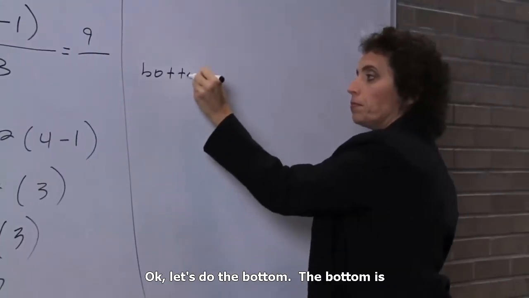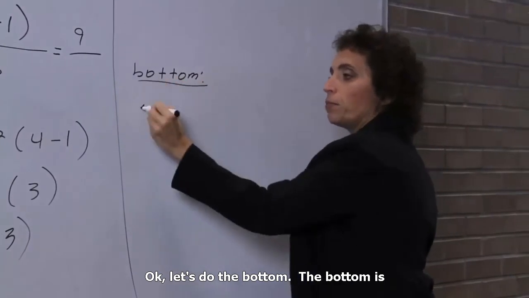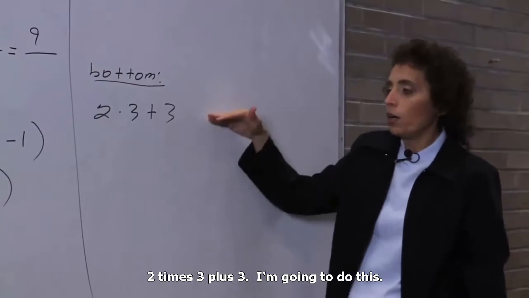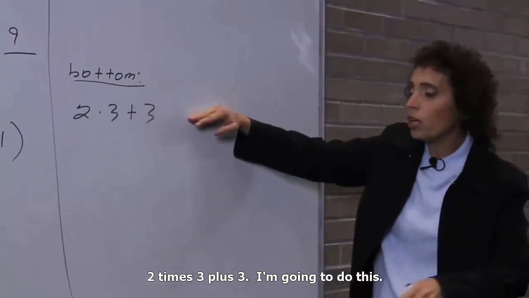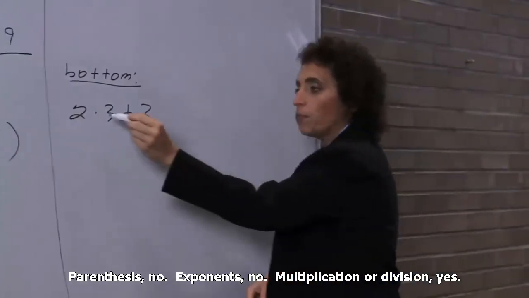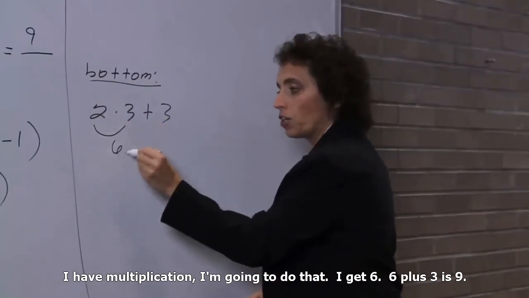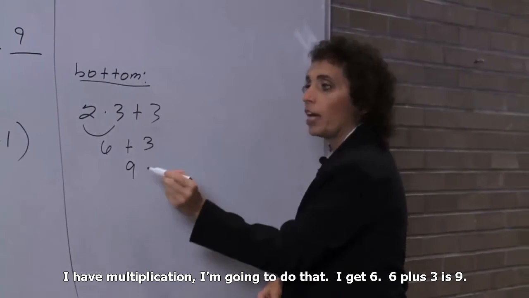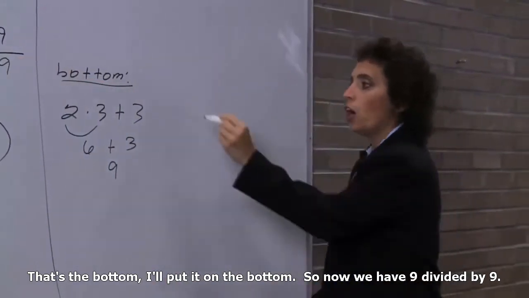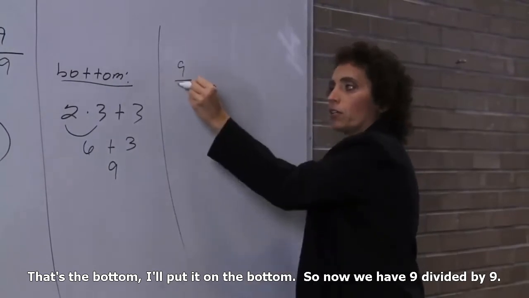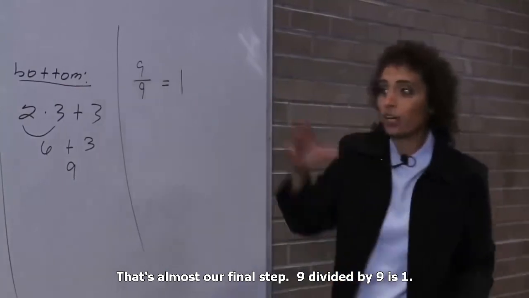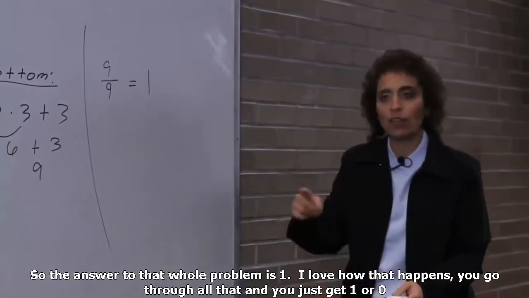Okay, let's do the bottom. The bottom is 2 times 3 plus 3. So I'm going to do this. Parentheses, no. Exponents, no. Multiplication or division, yes. I have multiplication. I'm going to do that. I get 6. 6 plus 3 is 9. That's the bottom. So I'll put it on the bottom. So now we have 9 divided by 9. That's almost our final step. 9 divided by 9 is 1. So the answer to that whole problem is 1.